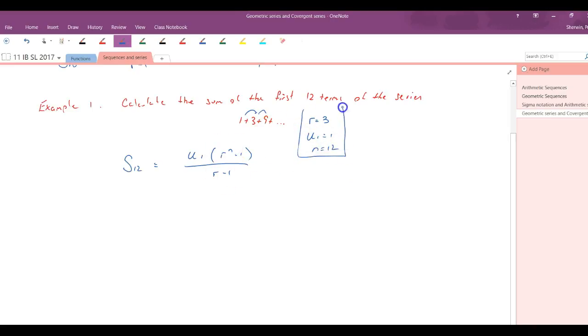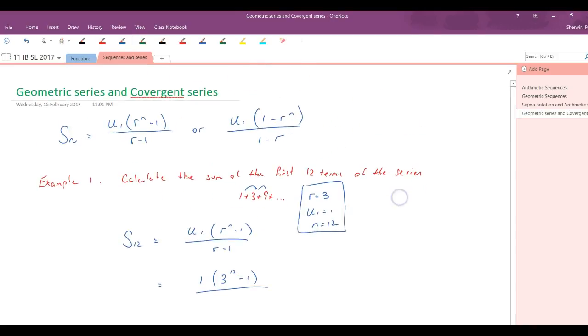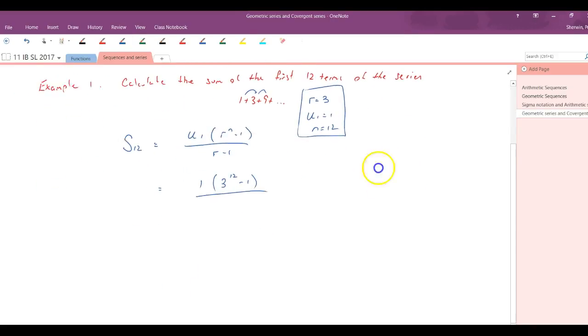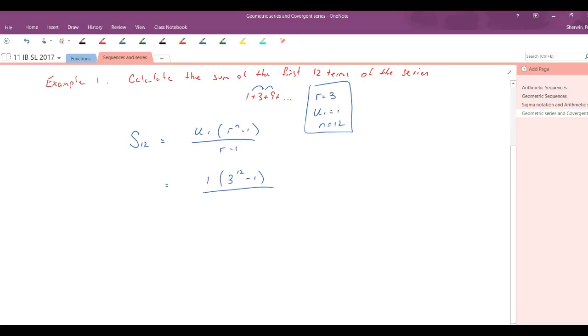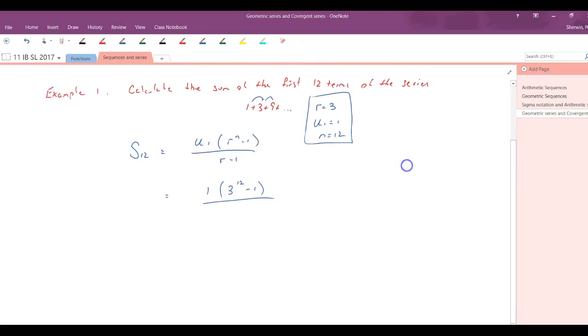So with that information we can launch into finding the sum. So u1 is 1, r is 3, n is 12, and we use the r minus 1 rather than 1 minus r formula, because r is positive, it's greater than 1. If it's less than 1, it's useful to use the other one. 3 minus 1 goes underneath, so it's a 2. So we've got a half by 3 to the 12 minus 1.